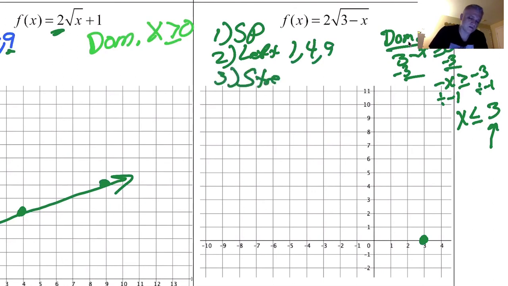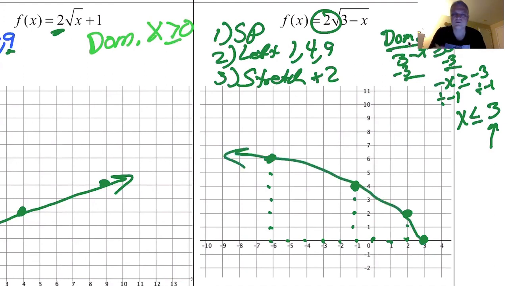And then my stretch: I'm going to double all of them, my 1, 2, 3. So I'm going to go left 1, up 1, double it. Left 4, square root of 4 is 2, but I'm going to double it to 4. Left 9, and I'm going to go up 3, but I'm going to double it to 6. Once again, it's twice as steep as your parent function, square root of x, and there you have it.